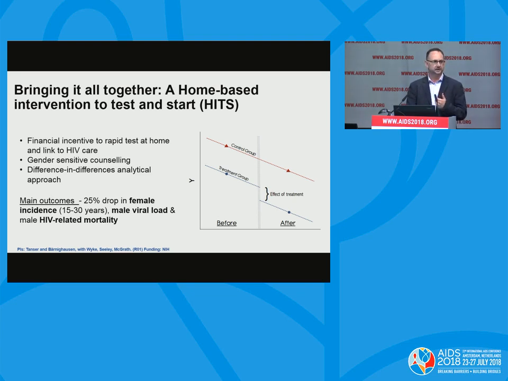And really the issue there is to try and get the population viral load down in men, particularly in these high-risk communities, so that they do not infect females, and so that male HIV-related mortality, these unnecessary deaths, are averted.